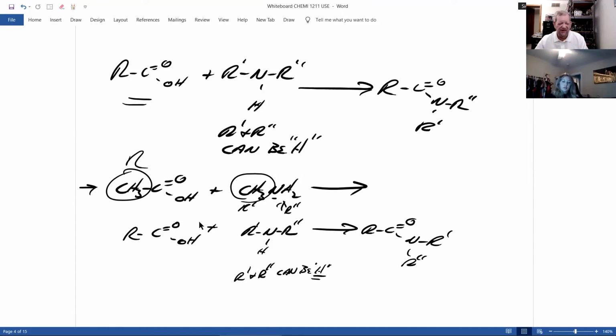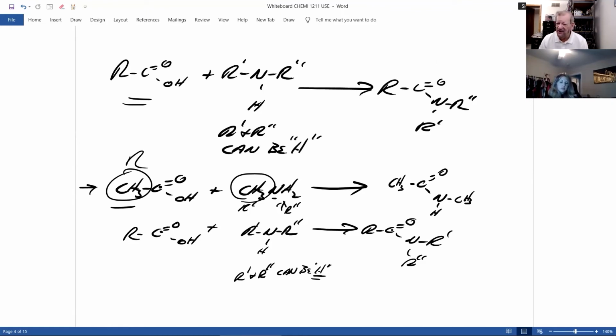Keep your eye on the carbonyl carbon that still has a carbon double bond to oxygen. What's our methyl? What's R prime? Well, you've got nitrogen, and that's methyl. And you have a hydrogen, which is R double prime.